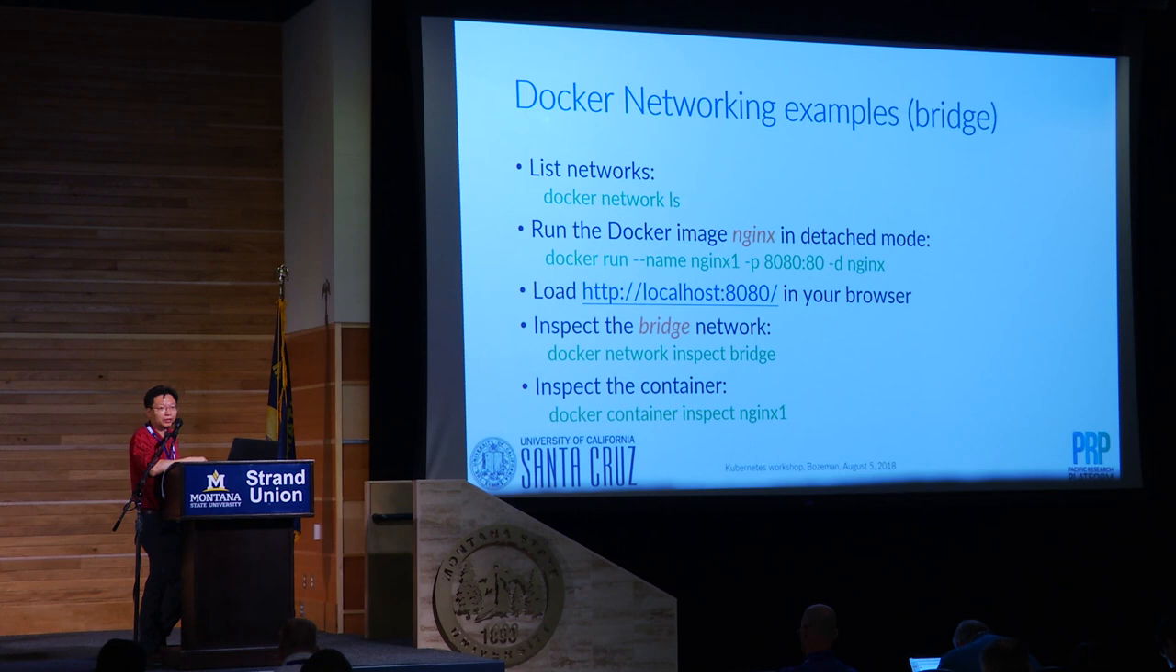Because the default networking is Bridge, the container has some IP, but you won't be able to see it. The way to access the web server is to expose the container's TCP port to your host port. That's doing this mapping. Once you do that, you can load this web server in your physical host. Then you can inspect the Bridge network, and you can also inspect the containers.